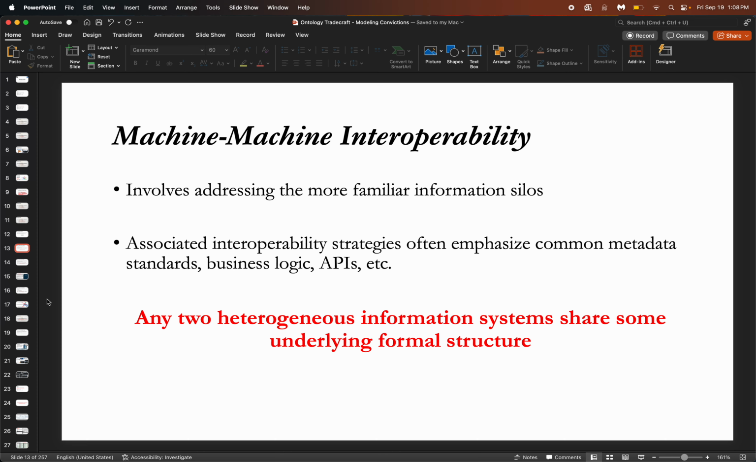So the machine-machine side involves addressing what you may have had in mind while I was discussing information silos across data streams or data sets or databases. This is how the machines interact with other machines. Associated strategies in this machine-machine interoperability camp often emphasize things like common metadata standards or business logic or APIs. The central conceit for our field, ontology engineering, is that any two heterogeneous information systems share some underlying formal structure that can ground machine-machine interoperability.